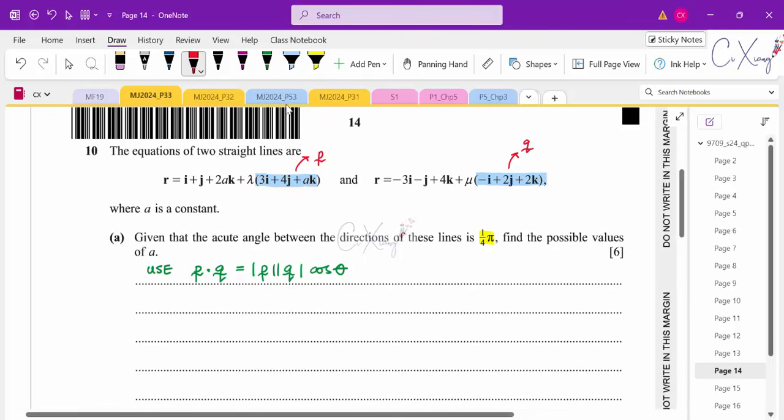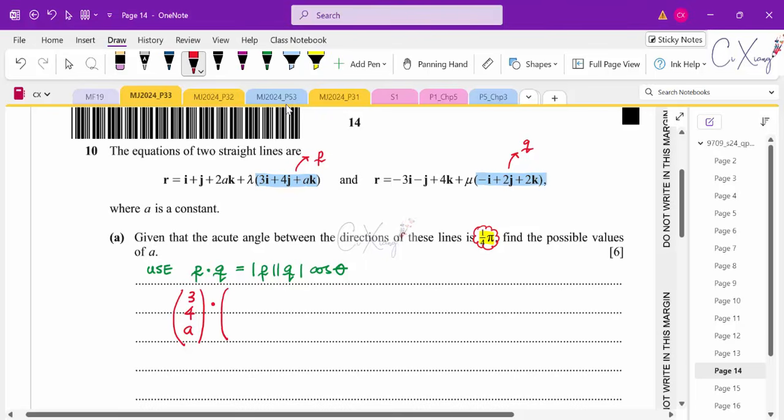This is the information I can use to start with because in the question, they already give you the angle, right? Okay, so what is your P? If you write out P, I prefer to write it in column vector form. So P is 3, 4, 8. So 3, 4, and 8.